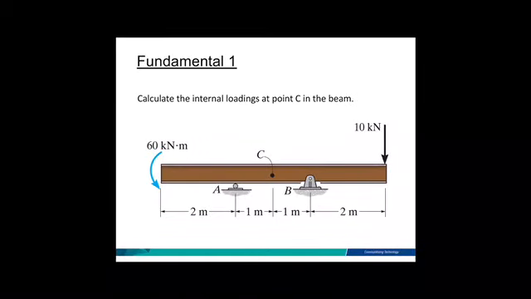Now let's take a look at the fundamental one, an example. The question is for you to calculate the internal loadings at point C in the beam. This is your beam. Here you can see from the diagram, you have a 60 kN meter applied moment and also a 10 kN point load. They ask you to calculate the internal loadings at point C. This is your point C.